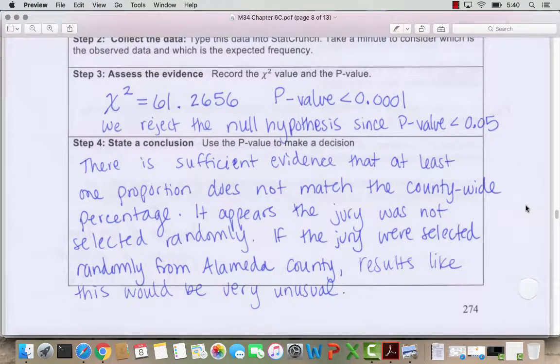So for our conclusion, we say there is sufficient evidence that at least one proportion does not match the countywide percentage. It appears the jury was not selected randomly. If the jury were selected randomly from Alameda County, results like this would be very unusual.